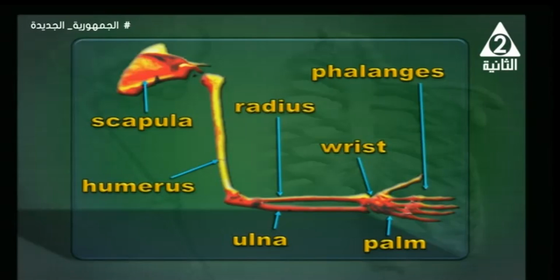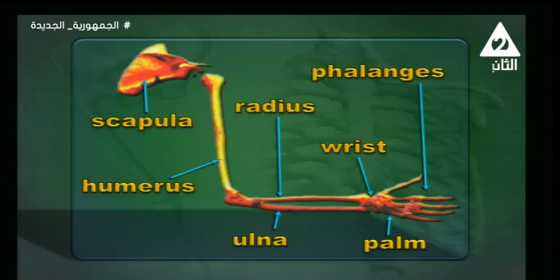You know what the phalanges are? Okay? These are small bones inside your finger. Each finger consists of 3 phalanges, except the thumb, which consists of 2 phalanges only.